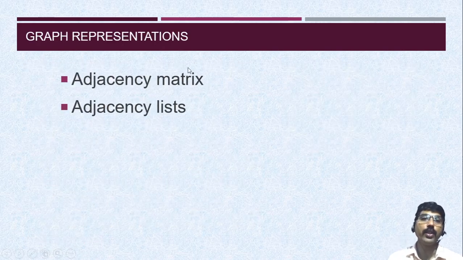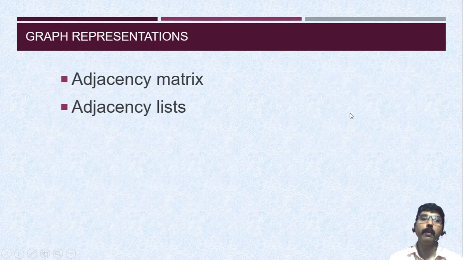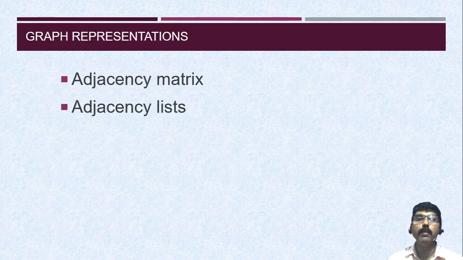Graph representations. Now this is a pictorial representation of a graph, but when we are implementing a graph in a computer, we have to convert that into a particular format that is called graph representation, because the computer cannot understand this picture. We have to convert that picture into a computer understandable format.